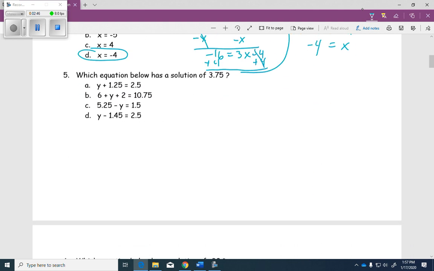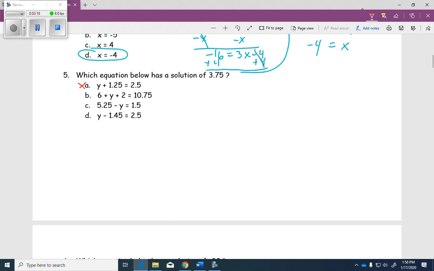Number 5, which equation has a solution? So we can go and solve each one of these to see which one turns out to have that solution. Or you can substitute in 3.75 in place of y each time. It's not going to work in A, because when I add 3.75 to 1.25, it definitely gets larger, so it can't be the 2.5.